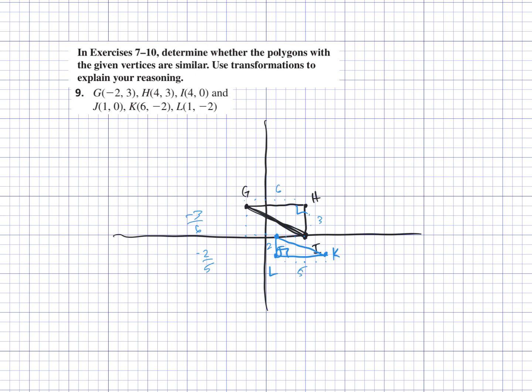So since those slopes are not the same, that changes a whole bunch of things. Okay, the other thing you could do is to see if they're similar. You could do the sides. So GH 6 is to LK, as HI 3 is to LJ. That's definitely not the same. Okay, so they're not proportional and the slopes aren't the same. So these are not similar.